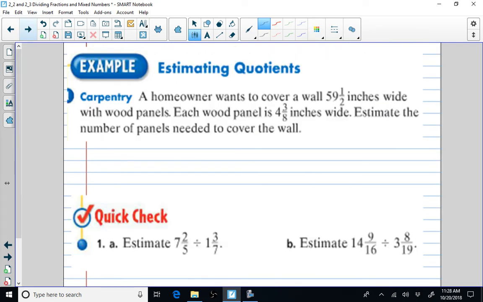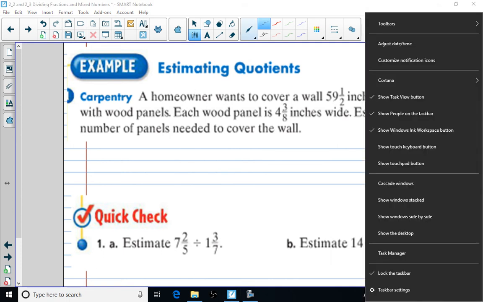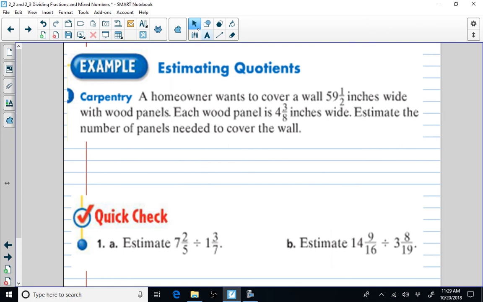Okay. Sometimes it's good to estimate a quotient, and if we're estimating quotients, we just want to round each one of these numbers to the nearest whole number, if possible, if they divide evenly, and if not, we can sometimes use compatible numbers as well. So if I take a look at this first example, a homeowner wants to cover a wall 59.5 inches wide with wood panels. Each wood panel is 4 3/8 inches wide. Estimate the number of panels needed to cover the wall.